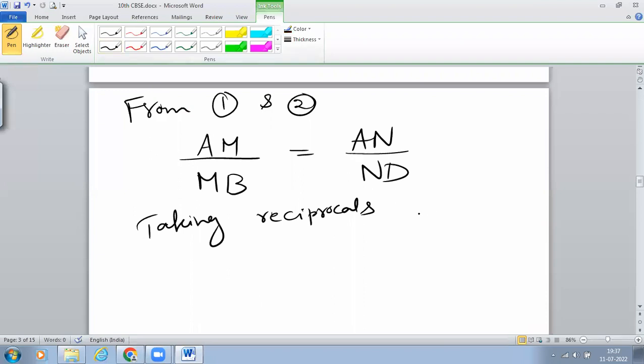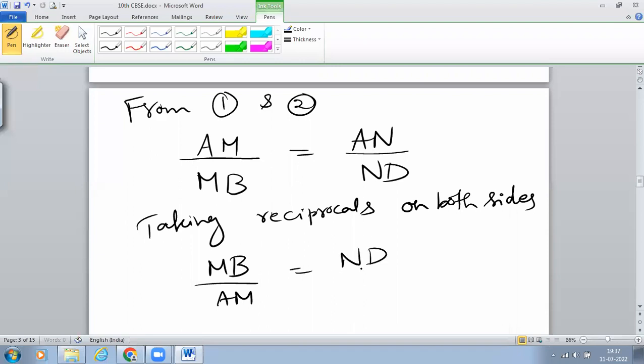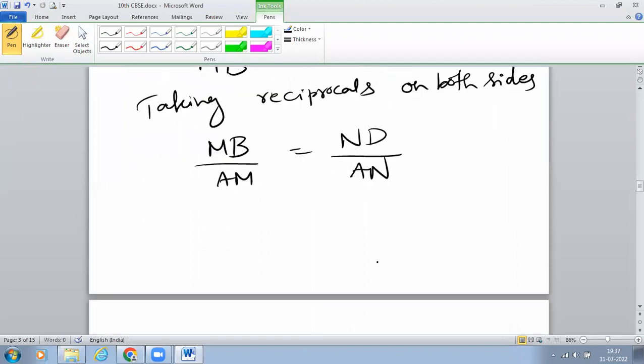Yes, sir. So taking reciprocals on both sides. Now, if you take reciprocal, what will become? It will become MB by AM. Numerator goes to the denominator and denominator goes to the numerator. And here also AN by ND will become ND by AN. Now, after taking reciprocal, what you have to do?